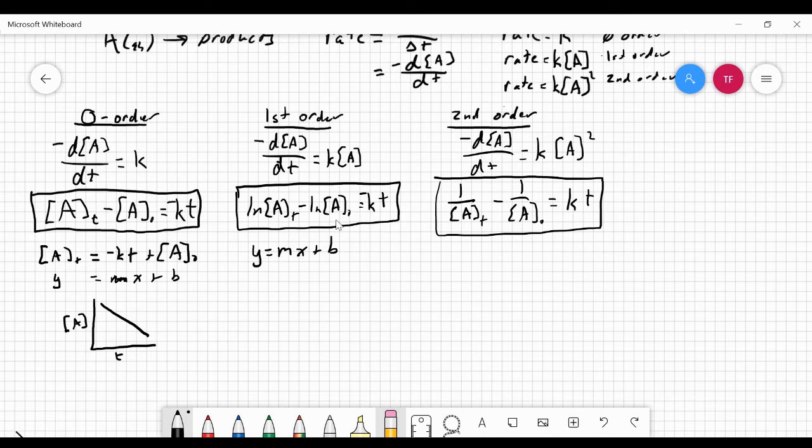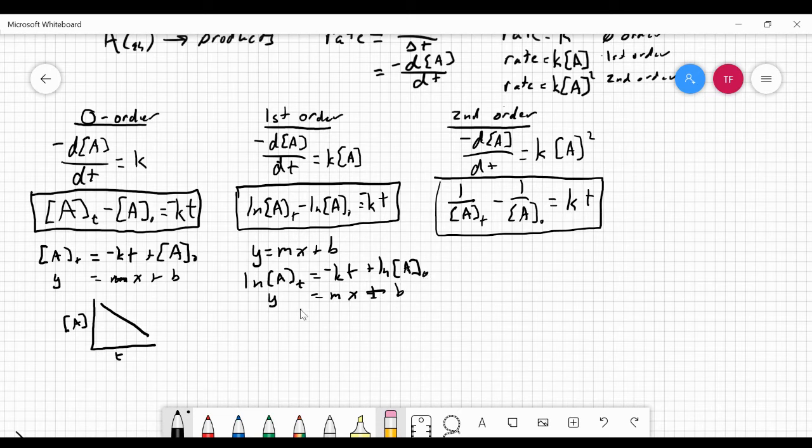So I'm going to rearrange our first order integrated rate law and make it look like the equation of a line. So look at this. The y variable would be the natural log of [A]t. The slope would be negative k. t is our x variable, and b is the natural log of the initial concentration of A.